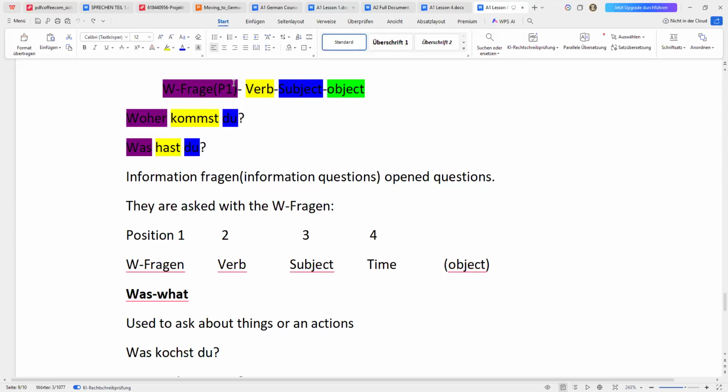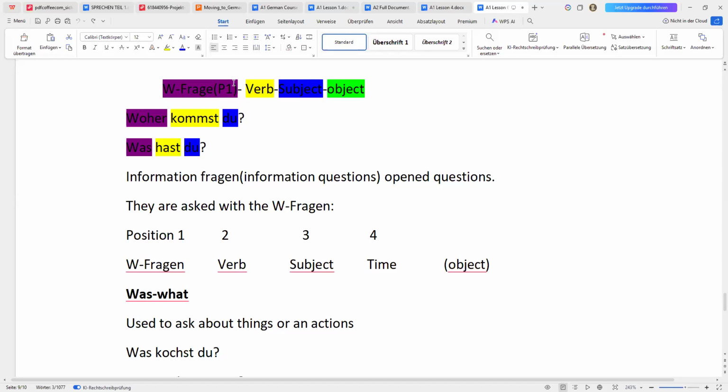They need certain information. Like if you are asked a question with was, there is what is needed. When you are asked a question with wer, there is who is needed. So that is why they are called Informationsfragen. They are not answered with a ja or nein. They need direct information.